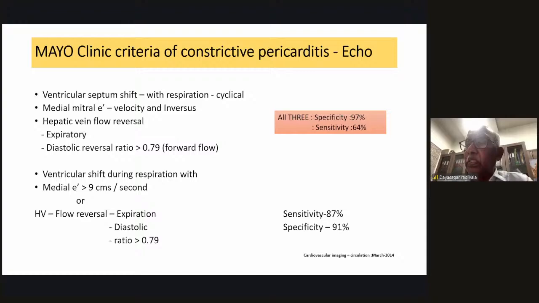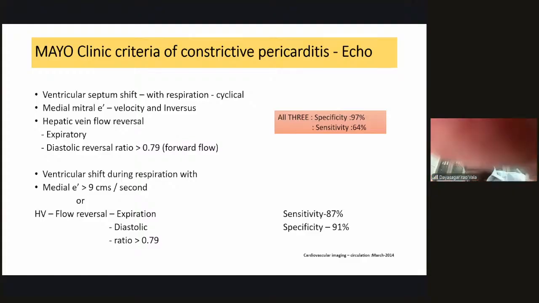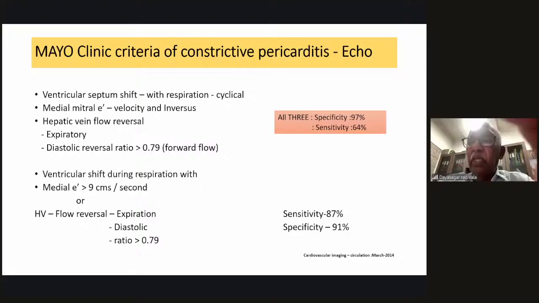No need to do anything. But by and large, we have only 2 out of 3. Then your sensitivity, specificity is practically 87 to 90%. Can I have the next slide?